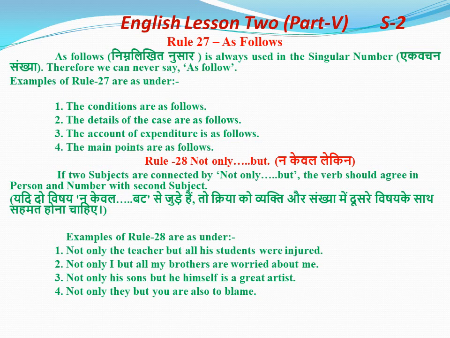So now we move to our Rule 28: not only, but. If two subjects are connected by not only, but, the verb should agree in person and number with the second subject. Following are the examples of Rule 28.